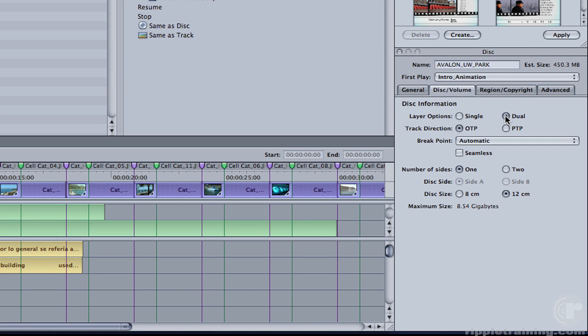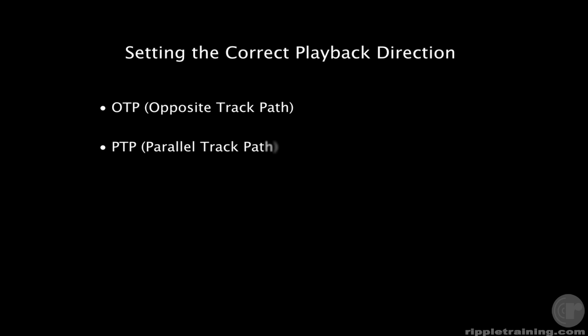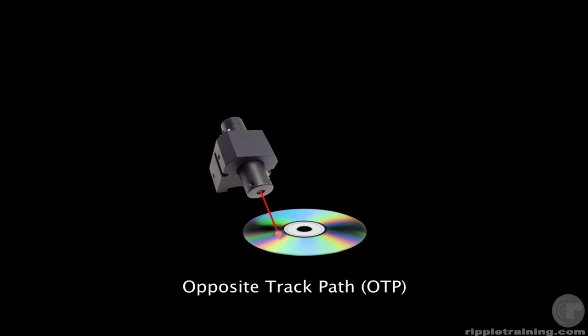Start by selecting Dual in the Disk Information area. The first thing you can do is set the correct playback direction. There are two settings to choose from: OTP, or opposite track path, and PTP, or parallel track path. By default, the DVD player reads the DVD from the inside of the disk outward. You can minimize what I call the switch glitch by making sure OTP is selected.